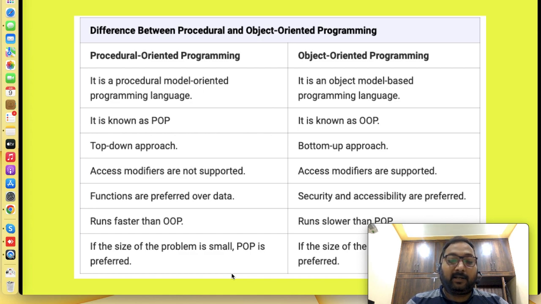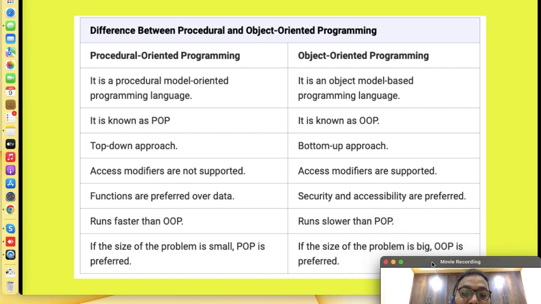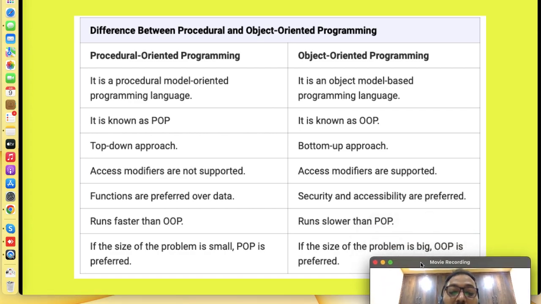Functions are preferred over data in procedural-oriented programming. Security and accessibility are preferred in object-oriented programming. POP runs faster than OOP, and object-oriented programming runs slower than POP. In procedural oriented programming, if the size of the problem is small, POP is preferred. But in object oriented programming, if the size of the problem is big, OOP is preferred.